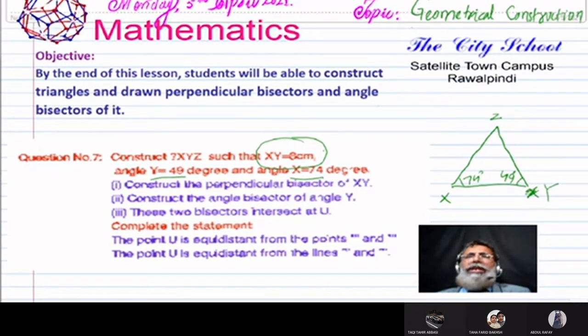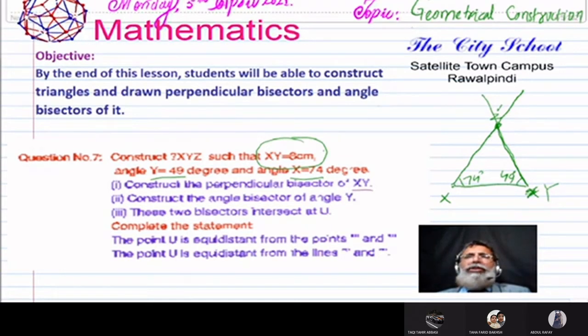So we'll be drawing a line of 49 degrees here using a protractor. Okay, and then we'll be drawing it. And again, using a protractor, we'll be drawing an angle of 74 degrees, which we'll draw here. And this will be extended further, and you can see that this will be your point of intersection. That will be your point Z. Now it says further, what do we have to do? The perpendicular bisector of XY.